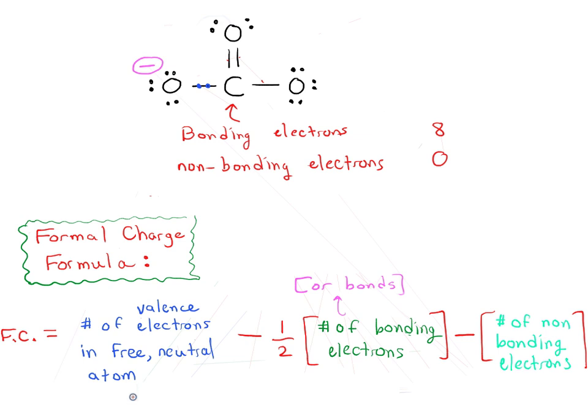So let's figure out the formal charge using the formal charge formula. We start with the number of valence electrons in a free neutral atom. For carbon, it's not 6 like it was for oxygen. It's just 4. Now you subtract 1/2 times the number of bonding electrons, so that's 1/2 times 8, which is 4. And you subtract the number of non-bonding electrons, which is 0. So 4 minus 4 minus 0 gives you 0. So the charge on that carbon is 0.